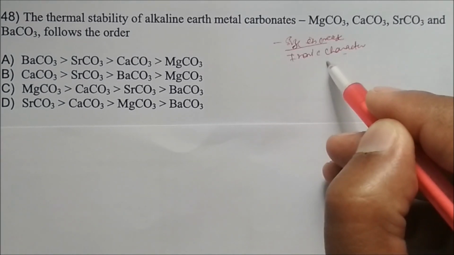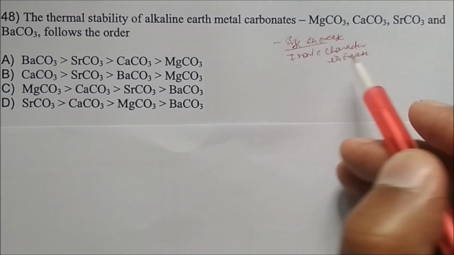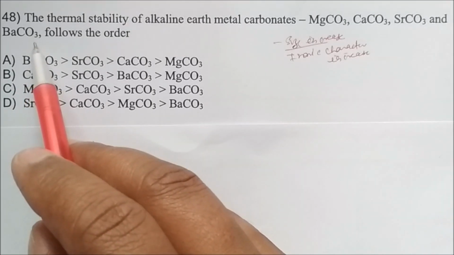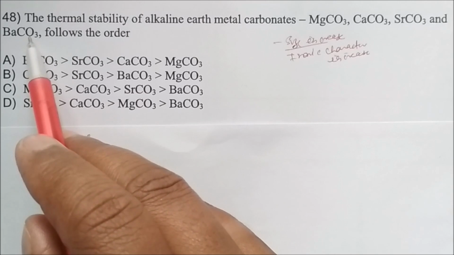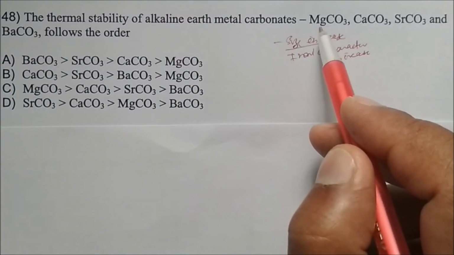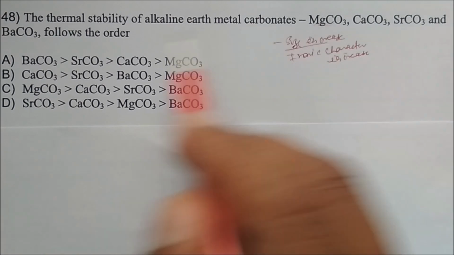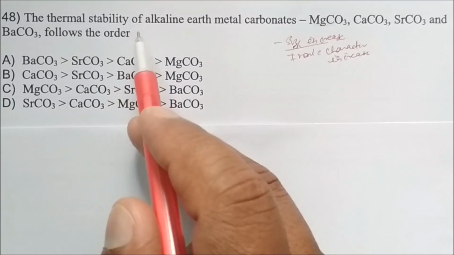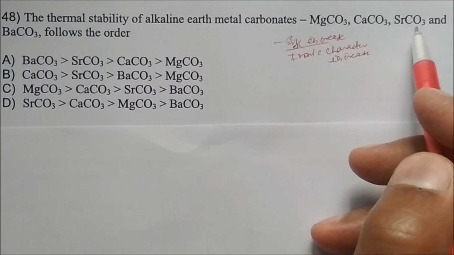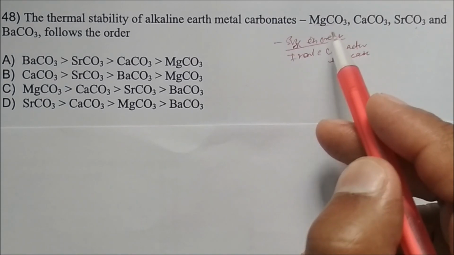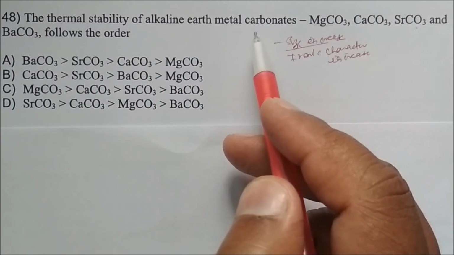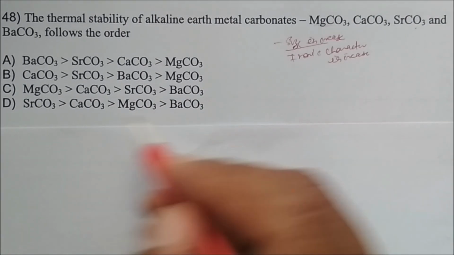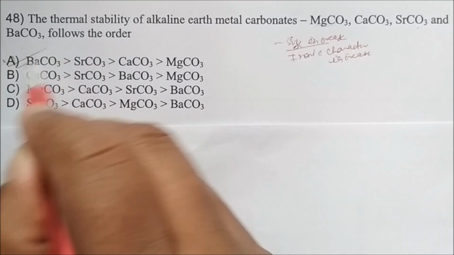When ionic character is increasing, barium carbonate will have the maximum ionic character. So the force of attraction between the carbonate and barium will be very, very high as compared to magnesium carbonate. This is mostly covalent, this is ionic, so this will be more stable as compared to magnesium carbonate. So the order of thermal stability will be first barium carbonate, then strontium carbonate, and calcium carbonate. Down the group, the stability of the alkaline earth metal carbonates will increase because ionic character is also increasing. If you see carefully, barium carbonate is the first option given here, so this is the only correct answer.